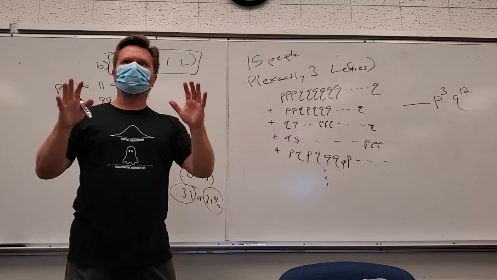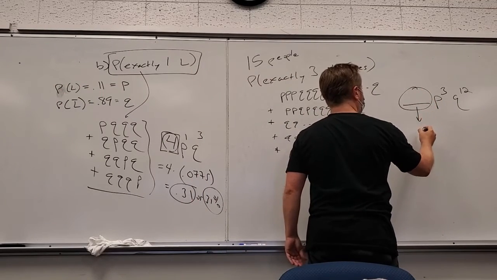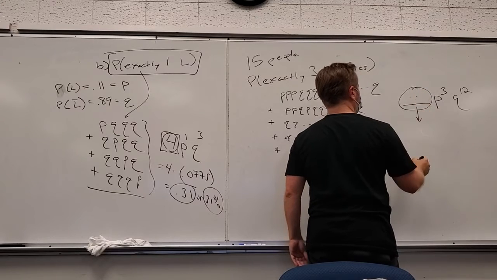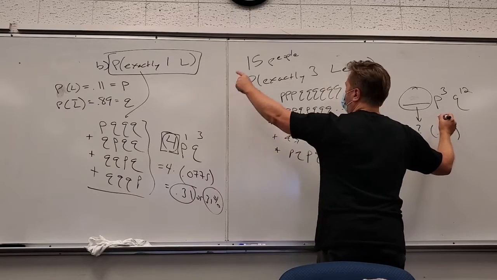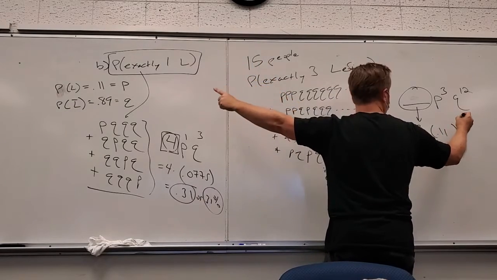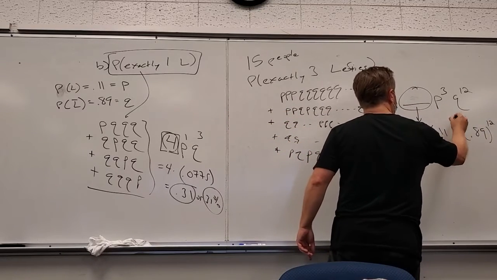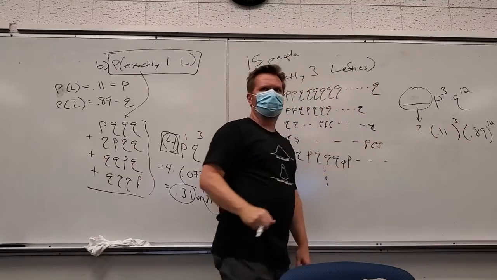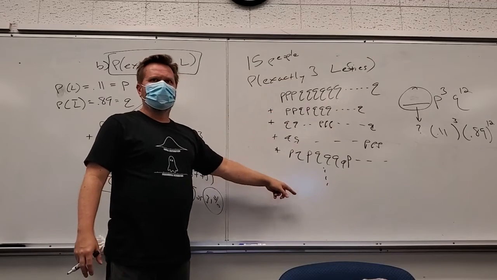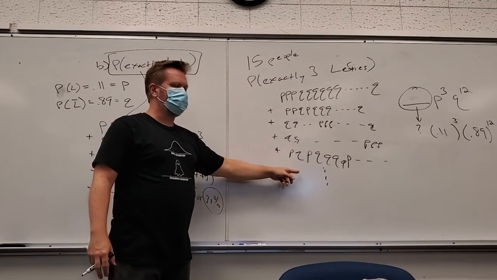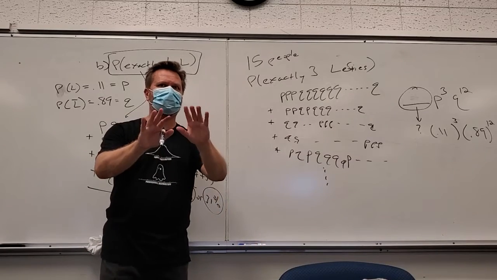So if I just knew what this number was, right? I don't know what that number is. If I just knew what this number was, I could then multiply it by 0.11 to the third power, 0.89 to the 12th power. So we need a way to figure out what that number is. And the only way we know how to do it right now is to finish the list, and this is nowhere near done, right?